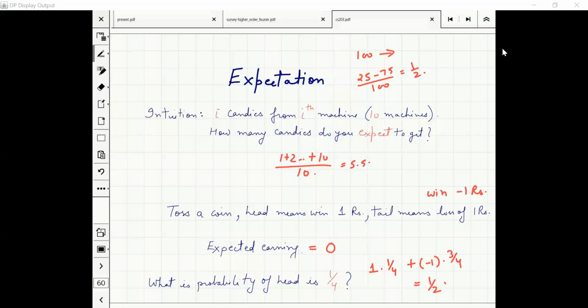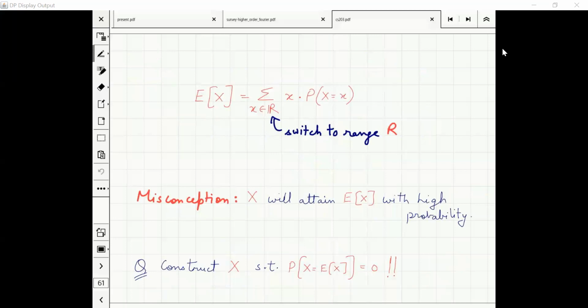If I run this experiment n times, I would win n by 4 times. I would lose 3n by 4 times. Again, this is expectation. I'm not saying that every random experiment is going to follow this. This is just what we expect. And then my expected earning would be half per toss. That's why I'm dividing by n, because I want to find my earning per toss, and that is half. And this is exactly what expectation is going to do.